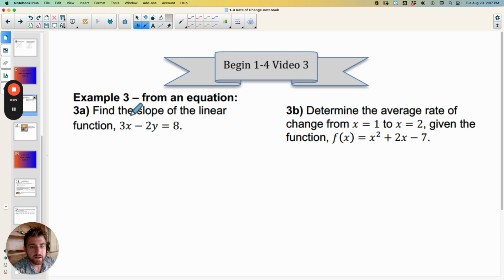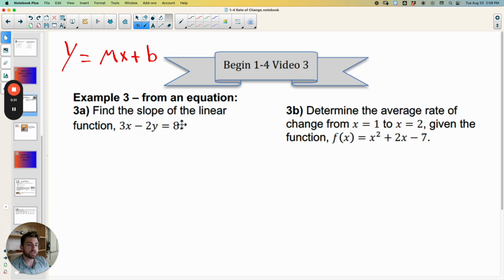So, right here, example number 3, we actually don't have any notes here, we're just going to do a couple examples. It says, find the slope of the linear function 3x minus 2y equals 8. Now, one of the things you saw me do in class today is I said, raise your hand if you've seen this equation, y equals mx plus b. Okay, most of you have seen that.